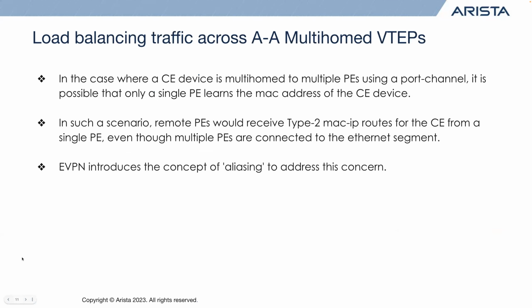So let's discuss load balancing across multi-home VTEPs, or PEs. In a case where a CE device is multi-homed to multiple PEs using a port channel, it's possible that only a single PE learns the MAC address of the CE, right? So the traffic may only hash to one PE device. That PE device will advertise a MAC IP route to remote VTEPs. And so they will only receive one MAC IP from one PE, even though there are multiple PEs attached to the segment. So to address this issue, EVPN introduced the concept of aliasing.